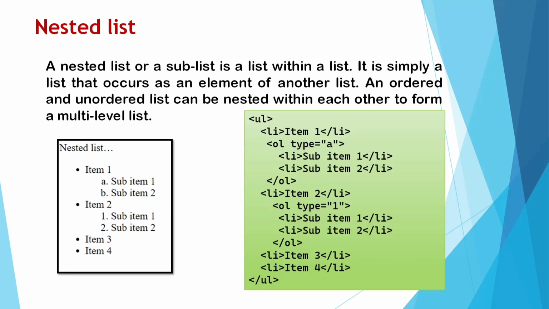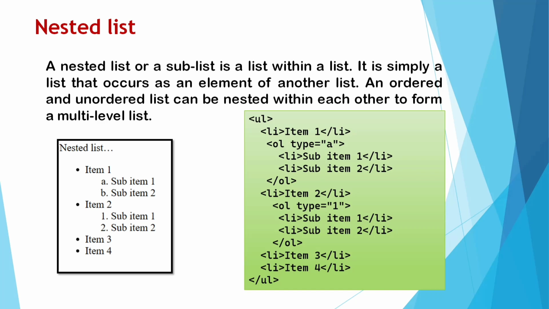So now we are coming to the last part of the list, the nested list. You got nested loops in C programming also. The definition is the same. When you create a list inside a list, it is called a nested list or sublist. Here you can see we have one main list, item 1, item 2, item 3, item 4, and inside item 1 and item 2 there are sublists. Inside item 1 I am creating one more ordered list, marked as ABC, and in item 2 I am creating one more list, that is 1, 2.